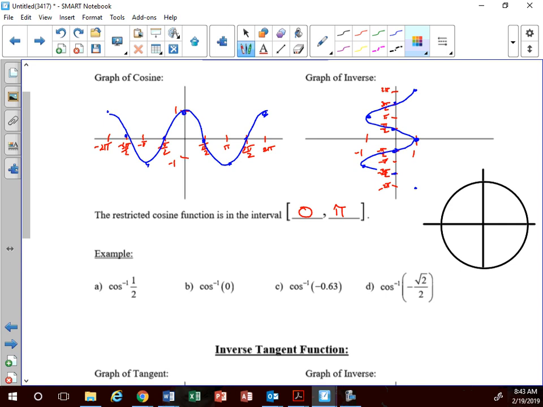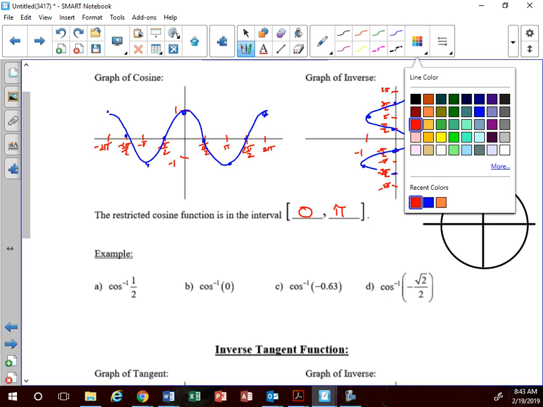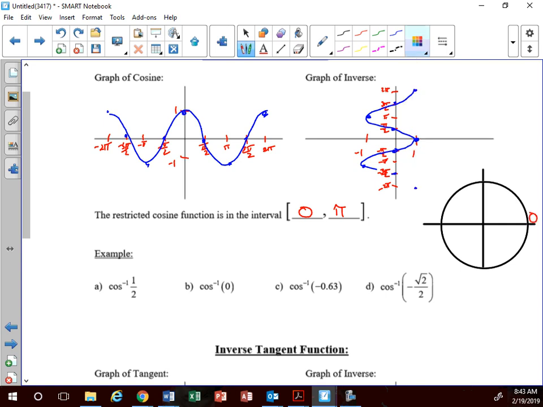All right, so 0 to pi. That sounds less complicated, right? I know 0 is over on the right. I know pi is over here. I only want the top part of the circle, okay?